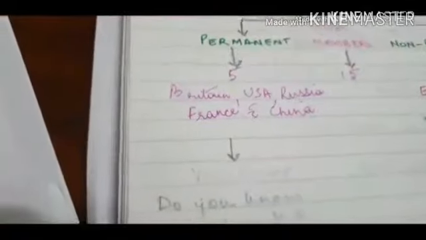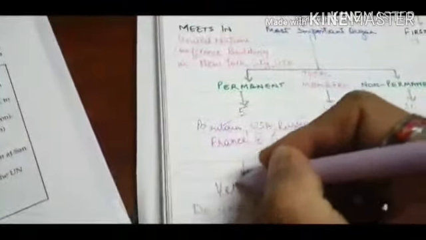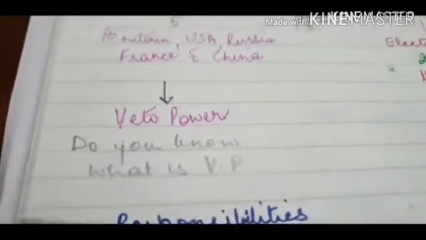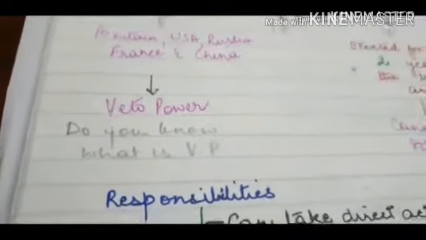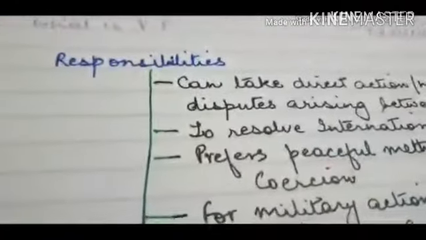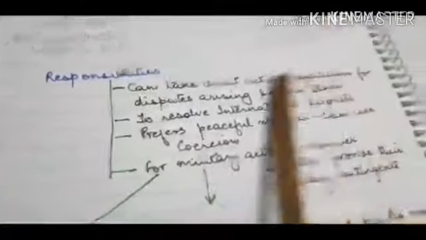These 5 permanent members have a special power which is known as veto power. Do you know what is veto power? Well, you will know that in just a second. Let us now understand the responsibilities of the Security Council.